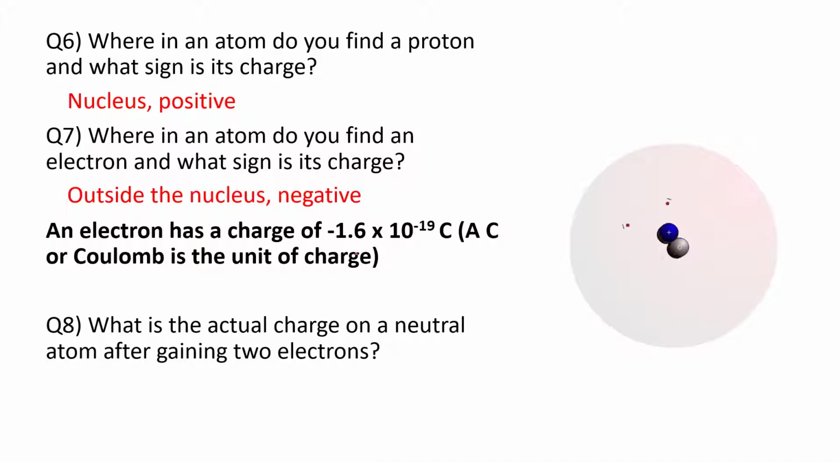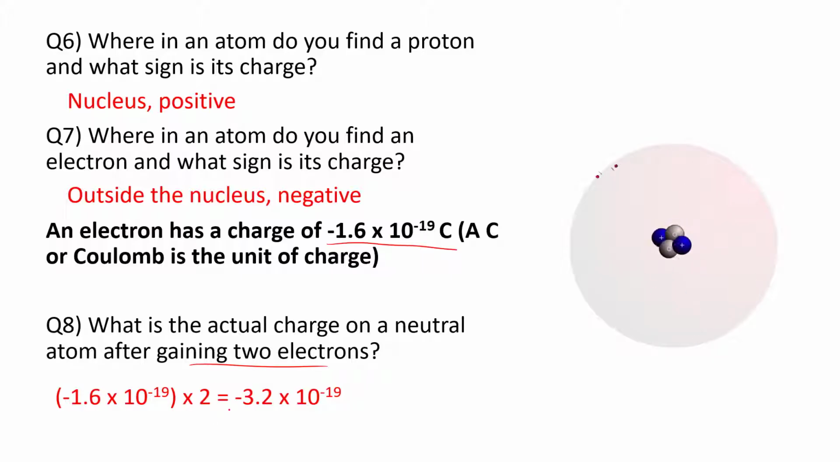And then here, given this information, an electron has a charge of negative 1.6 times 10 to the negative 19th coulombs. What is the actual charge of a neutral atom? So the atom was neutral after gaining 2 of these. And all you'd have to do is take that number right here and multiply it by 2, and it would have been negative 3.2 times 10 to the negative 19th as your answer. And I should have had coulombs. It should have C at the very end of it.